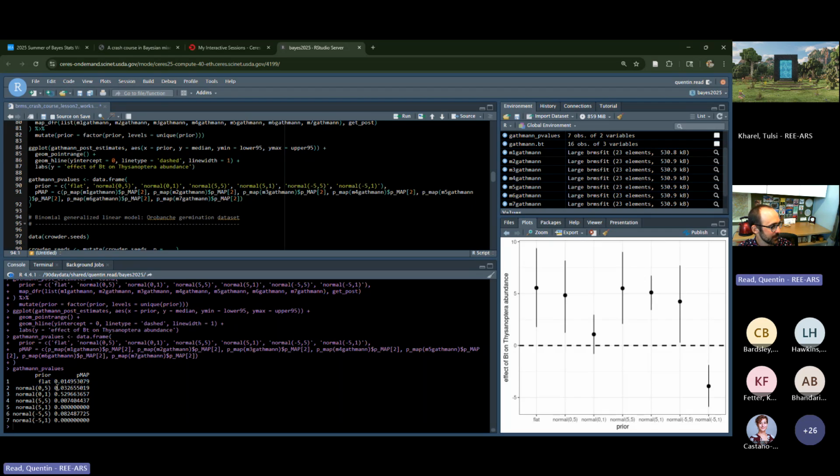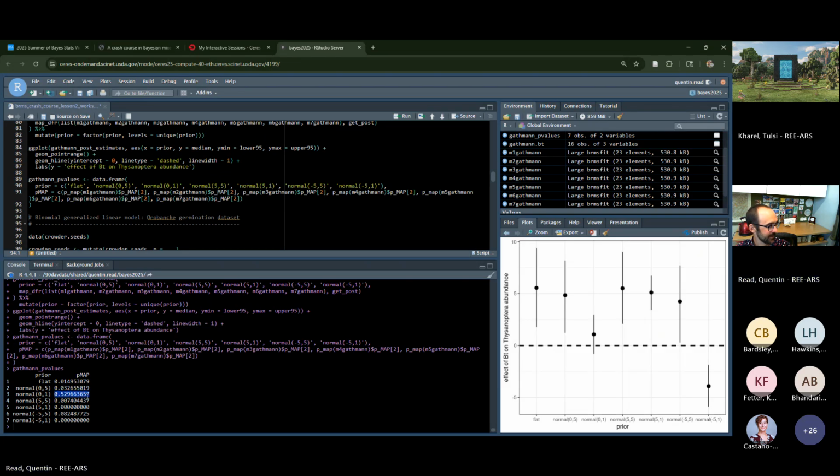Here's the flat prior. The p-value is 0.01, right? That means the ratio of evidence for the null value of 0 to the evidence for the posterior estimate, which is a high positive value. That ratio is very low, so we have higher evidence for this posterior than we do for the null value. So the p-value is low. You could use 0.05 if you wanted to as a significance threshold. It would be significantly different from 0.